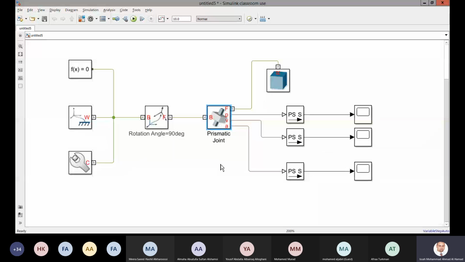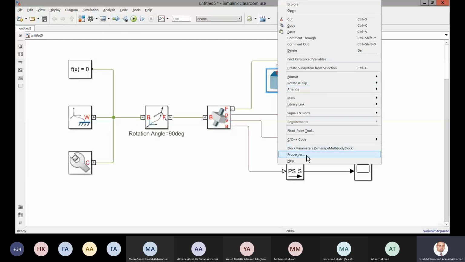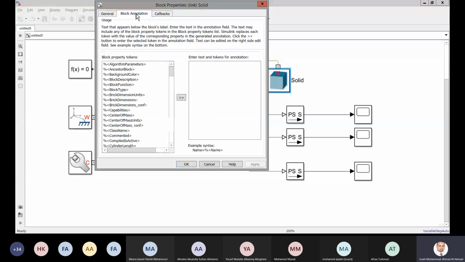Let's do this for the mass, for example. We press on the mass, right click. We go to the block annotation. I need to provide the value of the mass. Okay. So I can go a little bit down and see. I will take this twice, and I will take the mass unit only once.